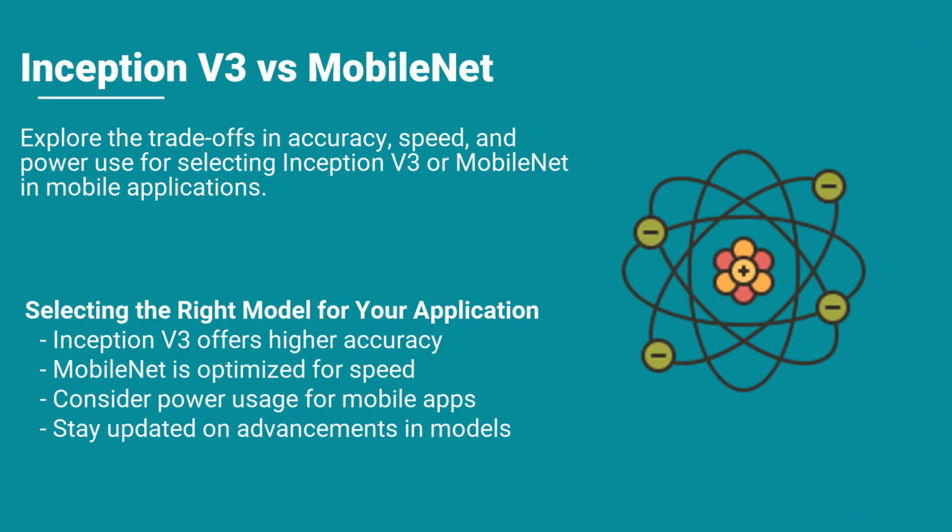In summary, understanding these two models allows you to select the right architecture for your application. You want to decide based on accuracy requirements, speed constraints, and the capabilities of your target devices. As mobile technology continues to advance, so too will the models that help empower your applications. Stay informed, stay curious, and keep experimenting with these powerful tools.